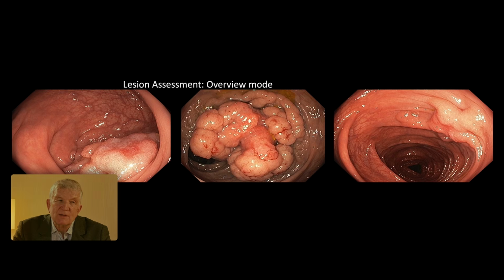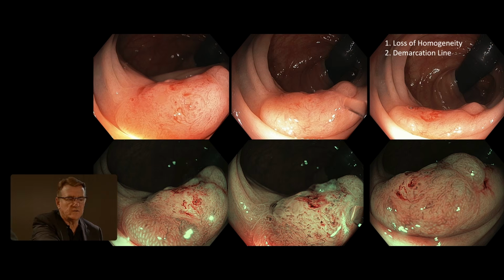So we have both ends of the spectrum. Correct. Now we have the cases in between. This case should not go to endoscopic management. This is deeply invasive cancer, deep SMIC, submucosal invasive cancer.